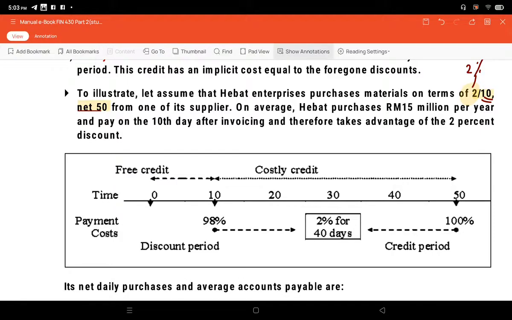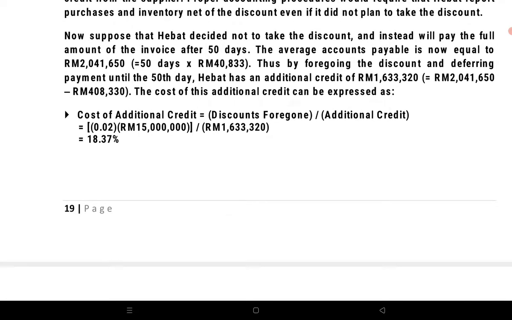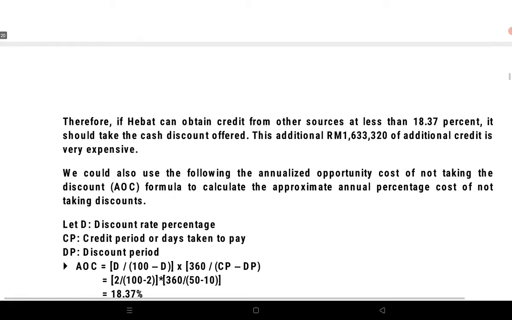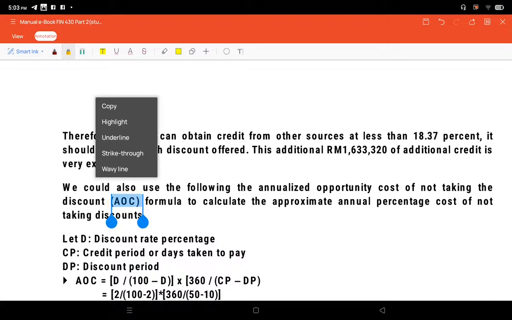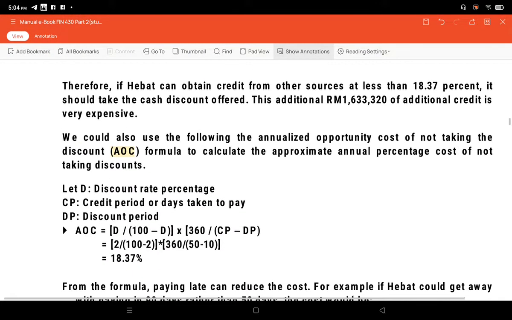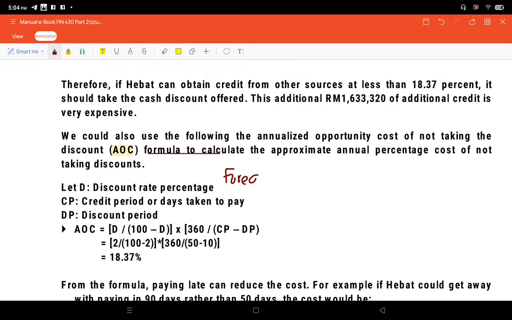So for this chapter, soalan yang biasa mungkin ditanya adalah tentang how much is the cost that the company has to bear if they actually let go ataupun melepaskan tempoh kredit yang mereka ada tadi. So kalau dia nak lepaskan, so salah satu cara adalah this one. Kita menggunakan kaedah AOC, Annualized Opportunity Cost, untuk kita calculate how much is the approximately lah secara kasarnya berapa cost yang kita akan let go. Okay, ataupun some of the books dia akan call it as forgo the credit term. Sama je, forgo the credit term.